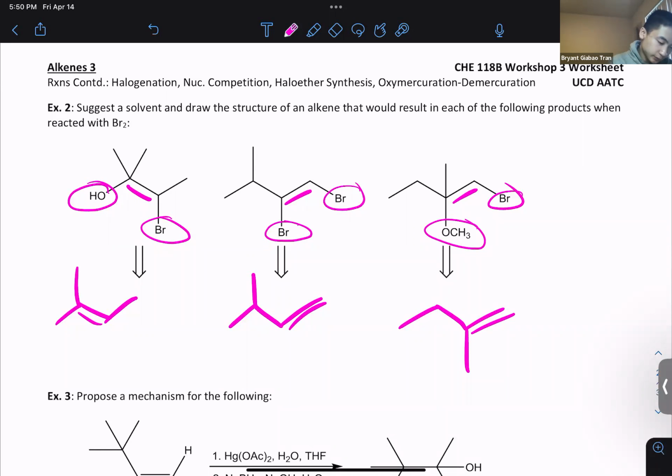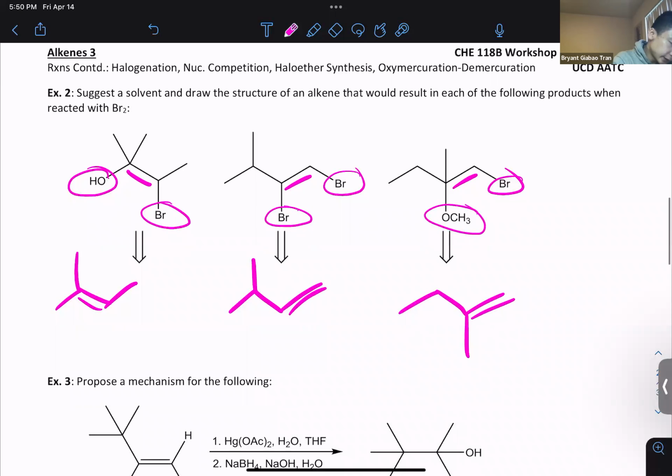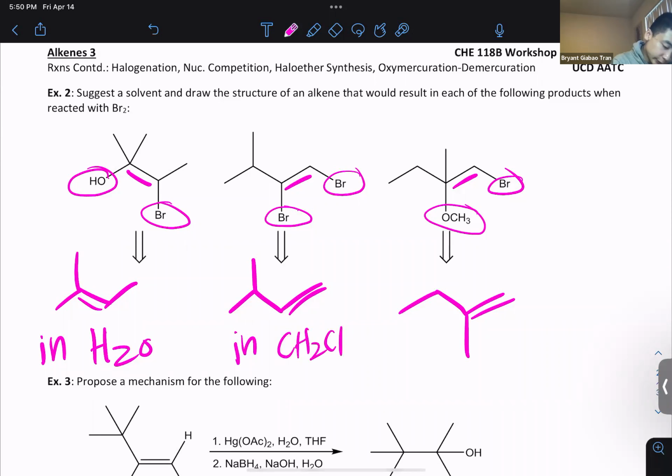And so now we see here in the first case, this bromine is attached to an alcohol, which says that the nucleophile came from a water solvent. In the second case, we see that the vicinal groups are both bromines, which means that there are no other competing nucleophiles like water or alcohol, which means that we have a non-reactive solvent like CH2Cl2.